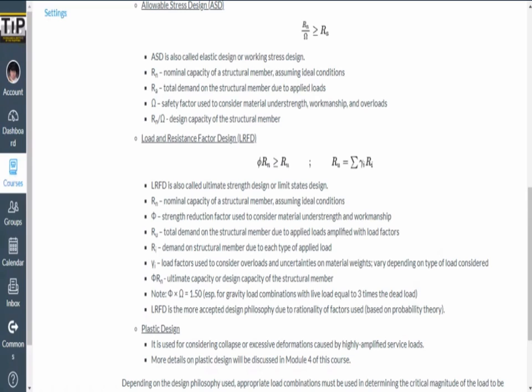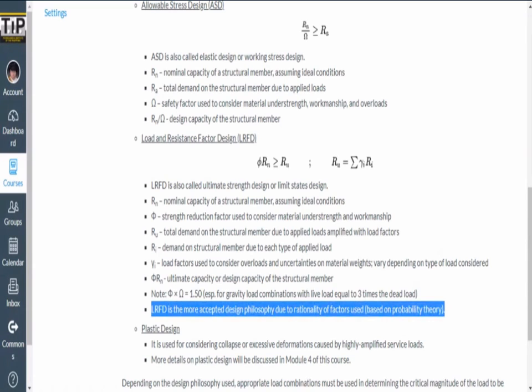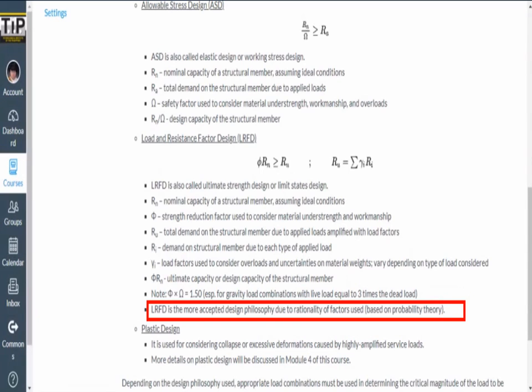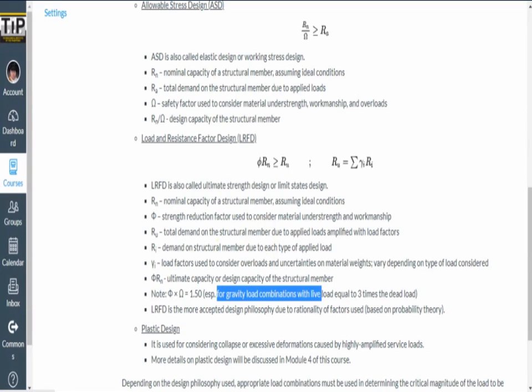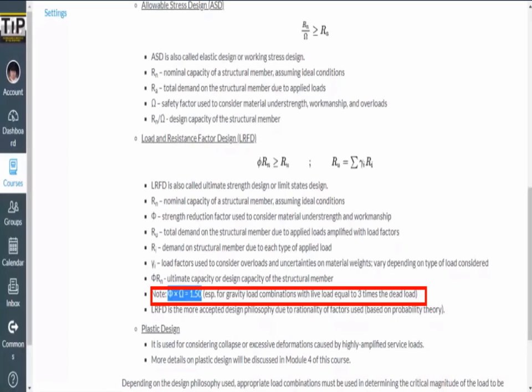So we take note here, LRFD is the more accepted design philosophy due to the rationality of the factors used, so the reasons behind these factors that we use. And then another note here, if we multiply the omega, the factor of safety, by the strength reduction factor, for gravity load combinations with live load equal to 3 times the dead load, the result will always be equal to 1.5. So they made it this way, no? Para maging much more consistent.